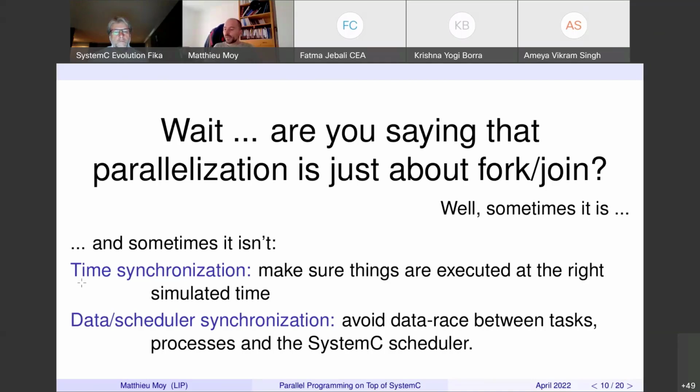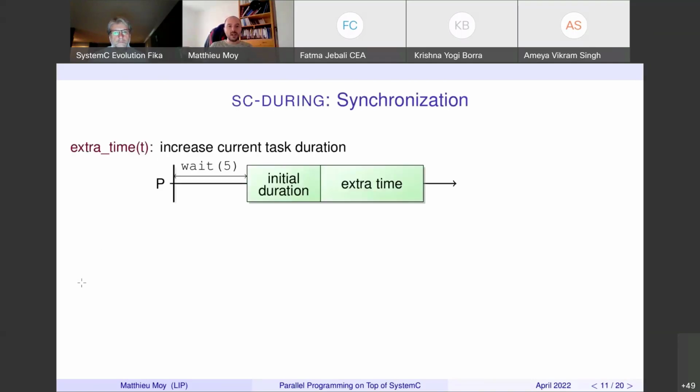And the idea here is to provide something a bit higher level than just locking with mutex or things like that. About time synchronization, I have two extra constructs. Extra time of t can be used to increase the duration of a task. So you start with a task that has a given duration here. And when you say extra time of t, you just increase the potential duration of the task.